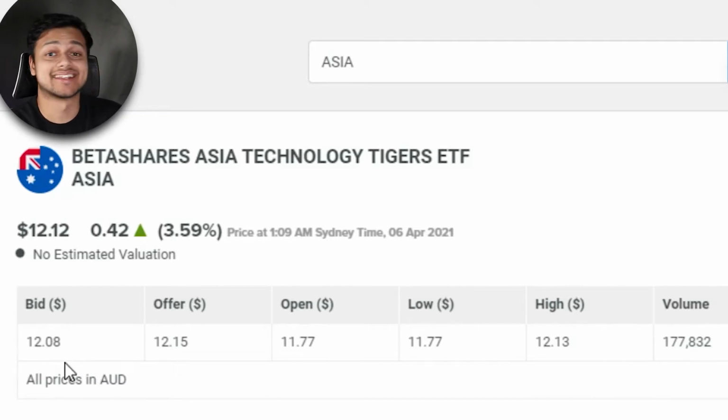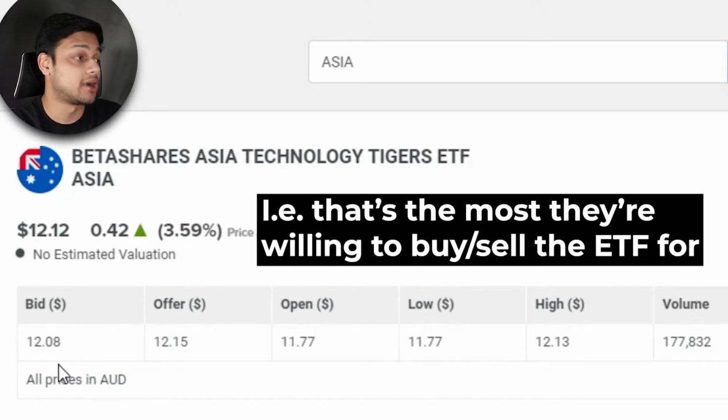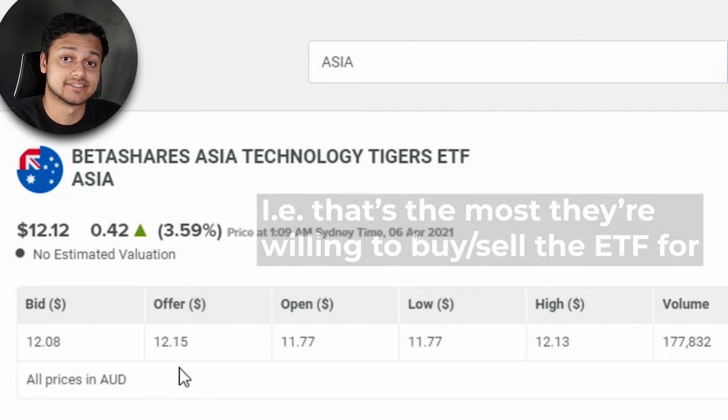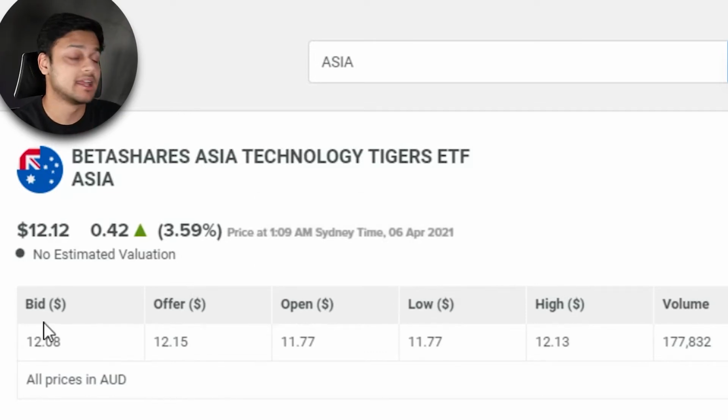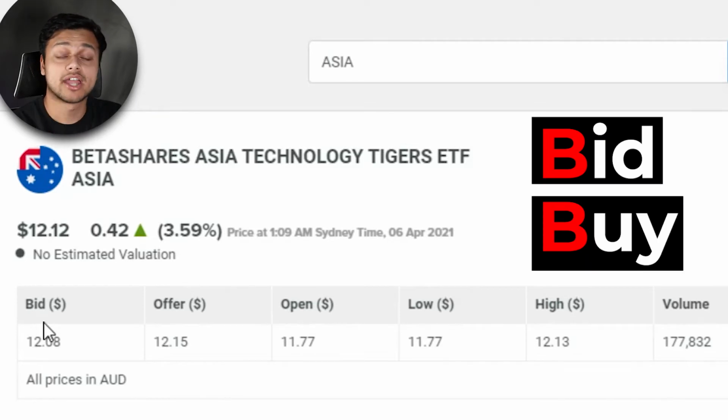What that means is that essentially people are willing to buy this ETF at $12.08 and people are willing to sell this ETF at $12.15. A very simple way of looking at it is bid starts with a B, and buy also starts with a B, so that's how you can go about it.